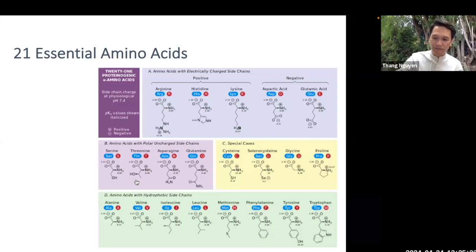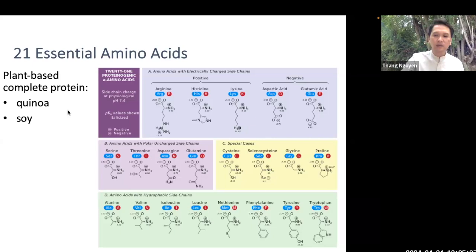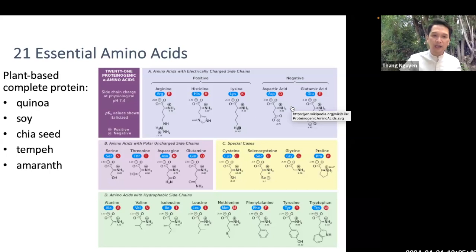For example, let's list some plant-based foods that have all 21 amino acids. We call that a complete protein. The greatest one of them all is quinoa. It has all of your 21 amino acids. And if you can't eat that, second best would be things like soy, chia seed, tempeh, and amaranth.